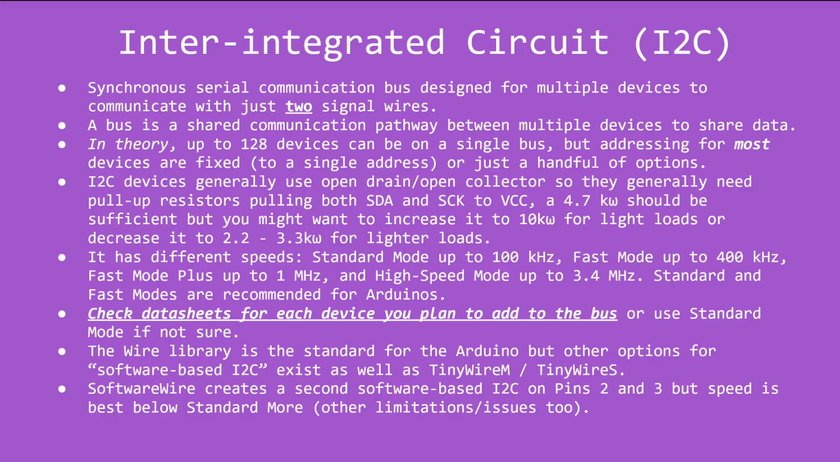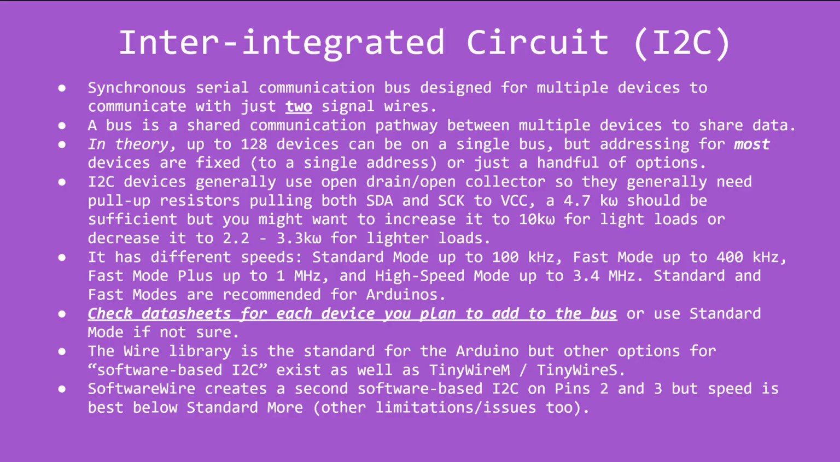All right, next we have I2C, or inter-integrated circuit. It's a synchronous serial communication bus designed for multiple devices to communicate with just two signal wires. Now, a bus is a shared communications pathway between multiple devices for the purposes of sharing data. In theory, you can have up to 128 devices on a single I2C bus, but addressing for most devices is fixed, often to a single address or just a handful of options, so the reality is a lot less than 128.